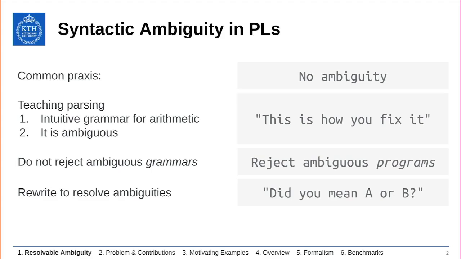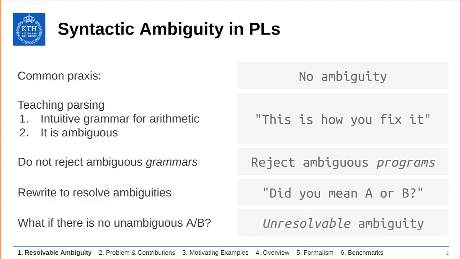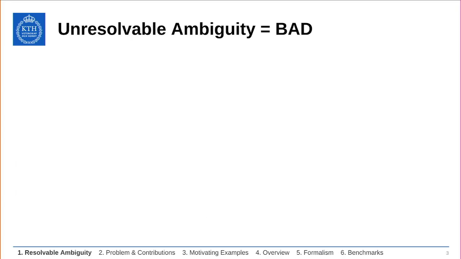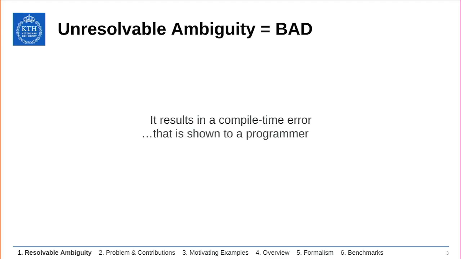Now, there's a somewhat subtle point here that's not necessarily obvious, which is, is there always an unambiguous way to rewrite things? If not, we have something that we are calling an unresolvable ambiguity. And I'd really like to hammer this in. An unresolvable ambiguity is a really bad thing, because it means that at some point there will be a compile time error that is given to a programmer, and the programmer can't do anything about it. They can't fix it. The only way to fix it is to change the design of the language. So we want to avoid this.